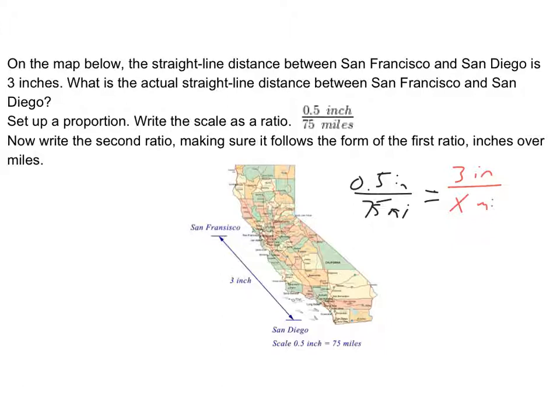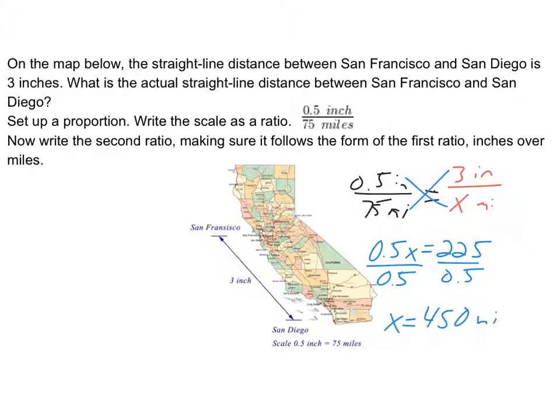So what I can do now is cross multiply. 0.5x is equal to 75 times 3, which should get me 225. To solve for x, divide by what's in front of it. I should get that the distance between the two is 450 miles. So they are 450 miles apart.